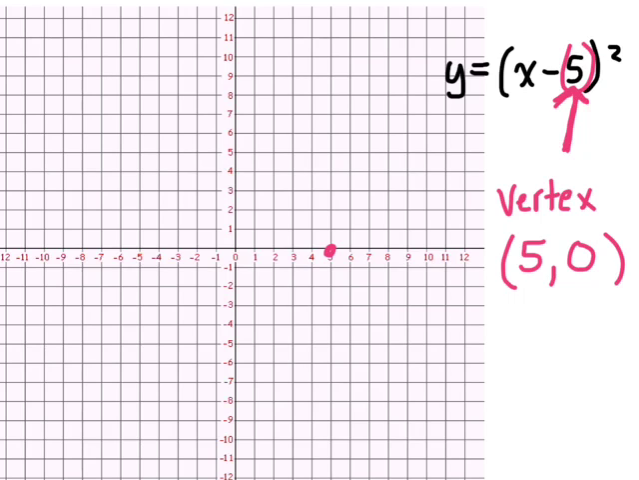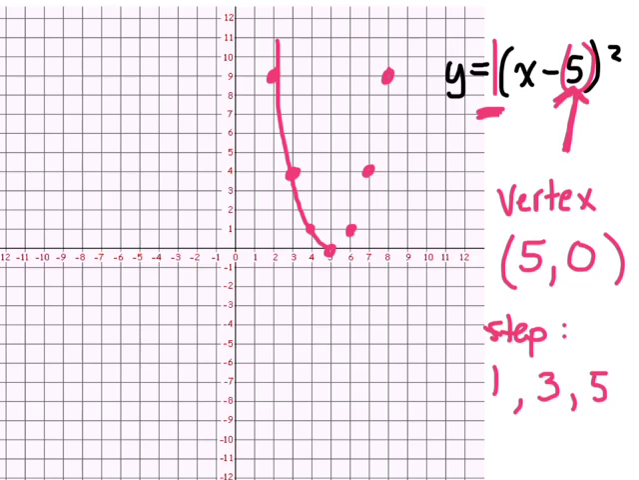There's no stretch or compression because a is a 1. So we follow the step pattern of 1, 3, 5. So over 1, up 1. Over 1, up 1, 2, 3. Over 1, up 1, 2, 3, 4, 5. And do the same thing on the right side. Okay, and then we can graph it. Oops, my bad. Has to be symmetrical. Okay, so you just graphed two parabolas. You graphed the parent function, and now we shifted that original to the right 5 units because the equation changed.